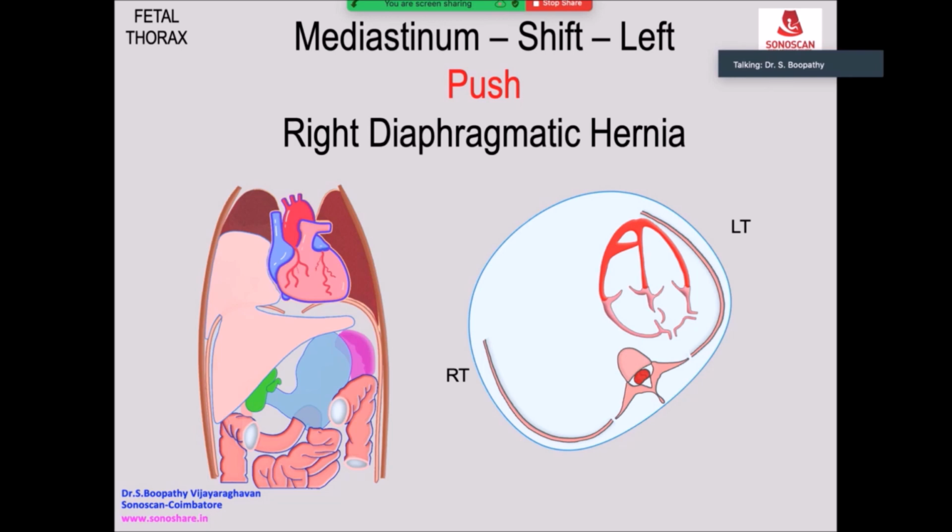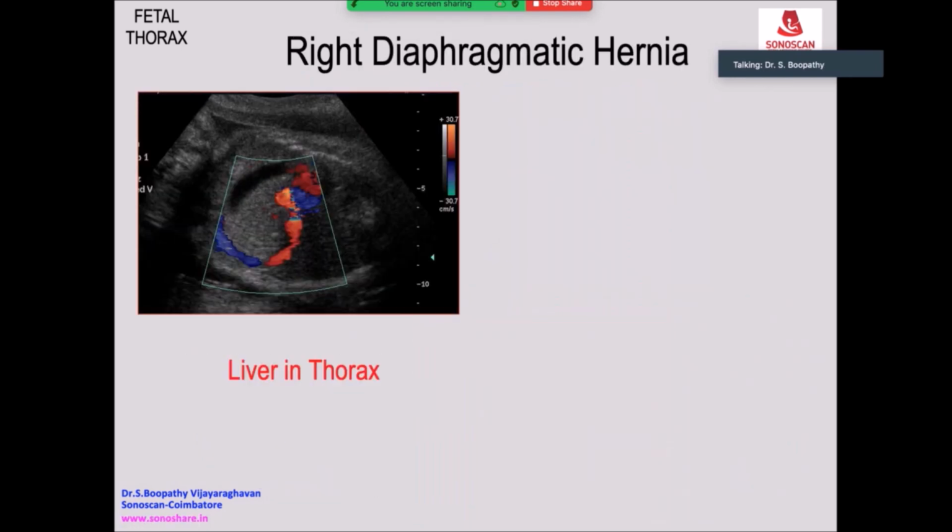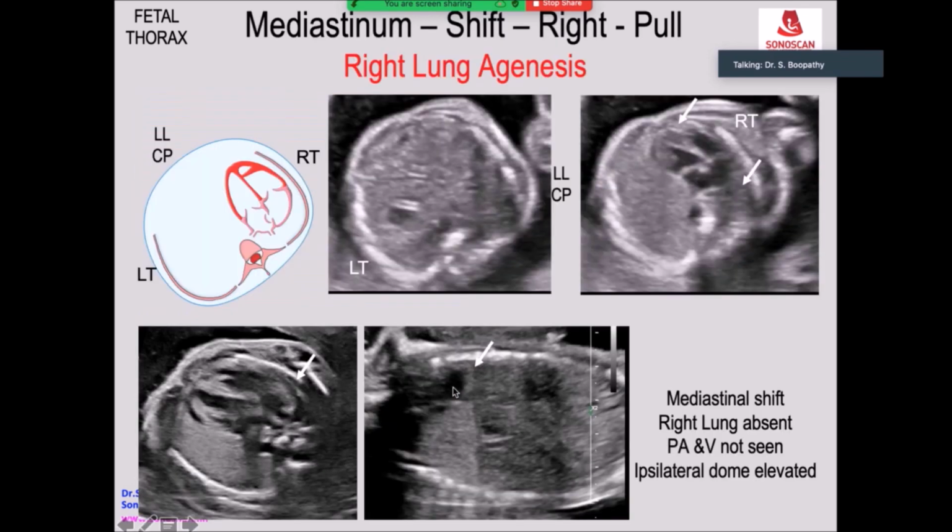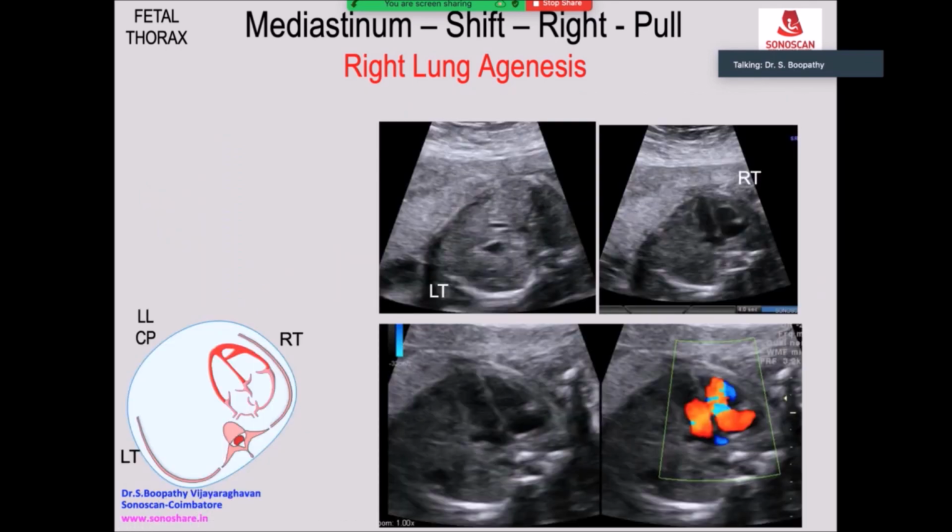So the liver is up. How to confirm that it is the liver? We can take the color Doppler, and you will see the umbilicoportal vein taking an arch as it goes up, and the right dome is elevated. So this is right lung agenesis, with a mediastinal shift to the right.